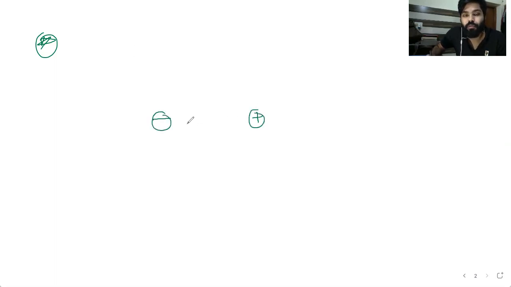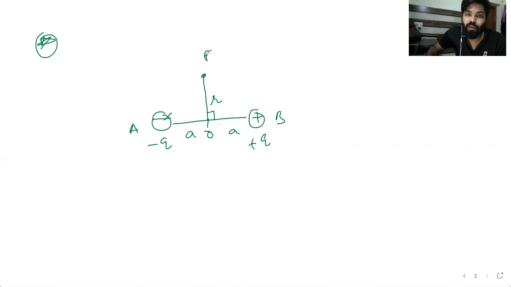Suppose this is a dipole. Separation between the charges is 2a. This is the center O. This is point A, and the charge is minus q. This is point B, and the charge is plus q. And this is the perpendicular bisector from center O, and this is point P where you have to calculate the electric field. These are the lines joining PA and PB.